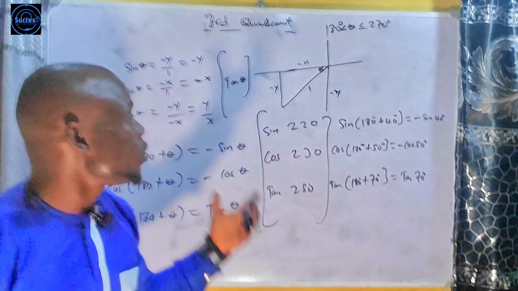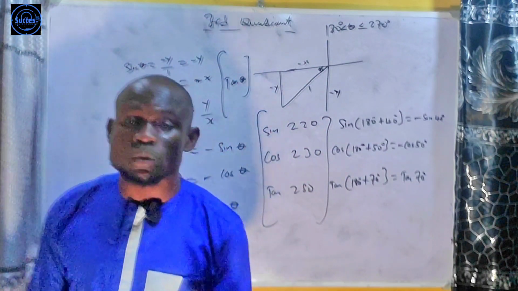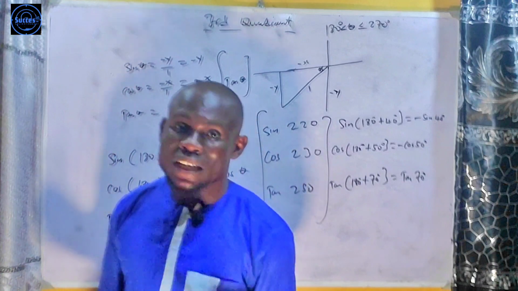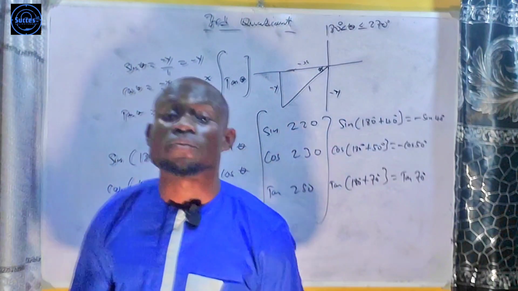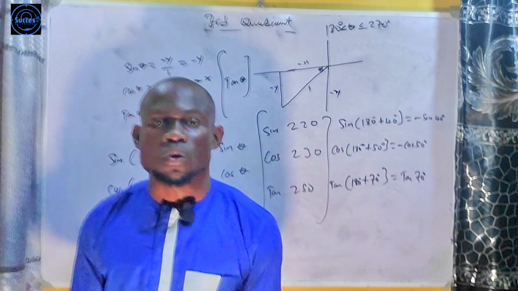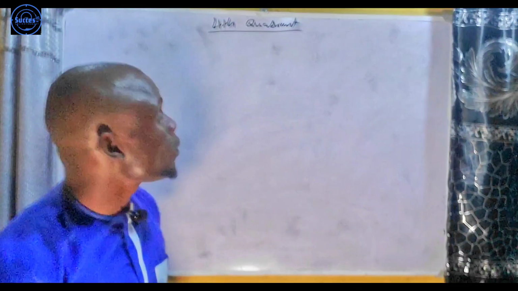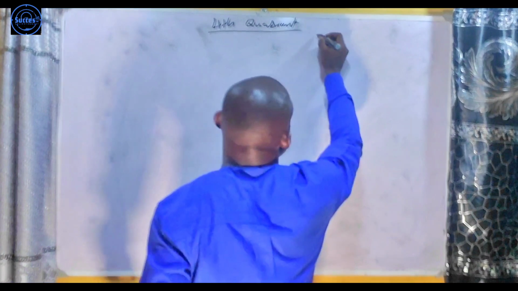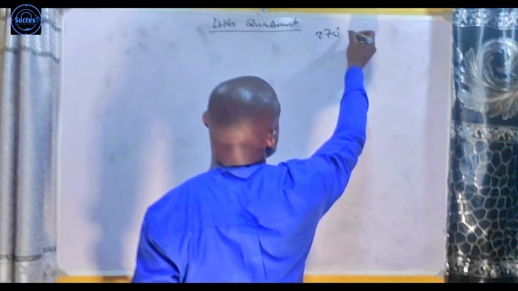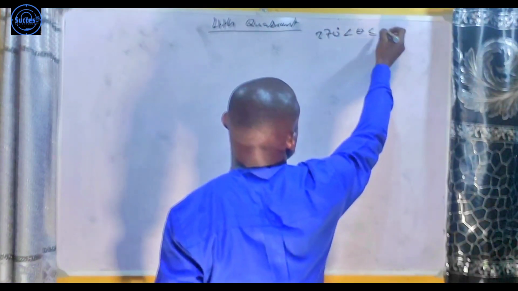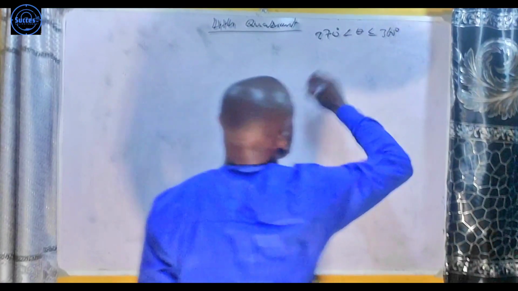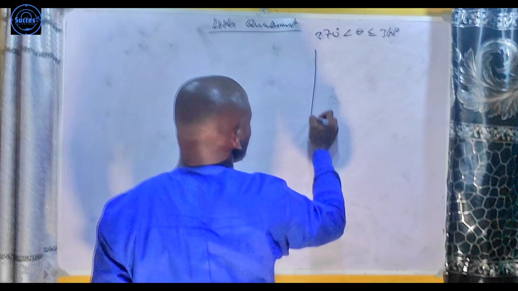Okay. Now we've done the first, we've done the second, and we've done the third quadrant. Now we are going to quickly look at the fourth quadrant as we bring this video to an end. In the fourth quadrant, there are angles that are greater than 270 degrees but less than or equal to 360 degrees.